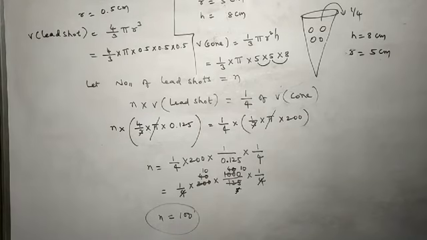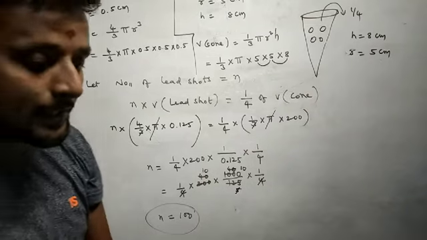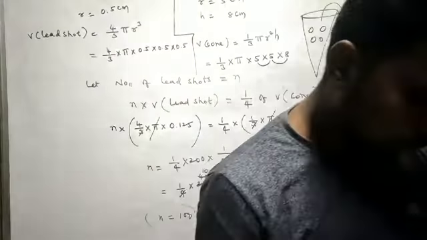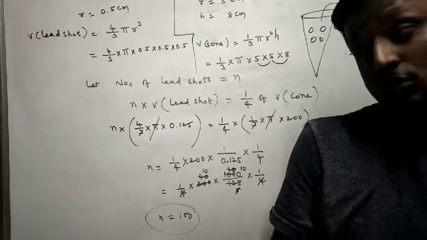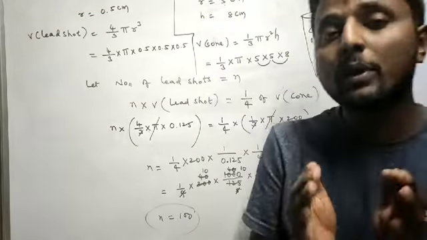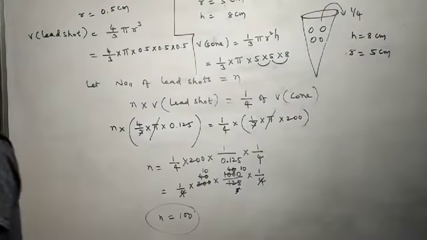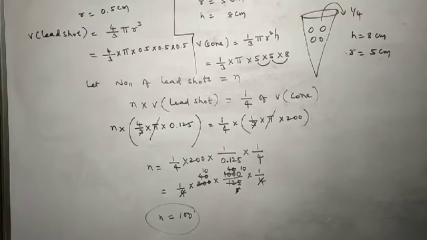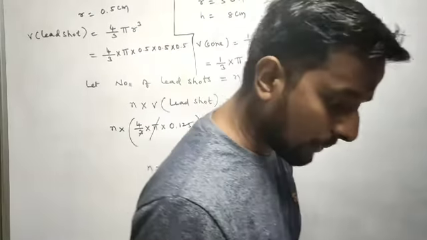So we can say that only 100 lead shots are needed to get out 1 by 4th the quantity of water from the cone. Okay, right children. Next, the last problem from the exercise.